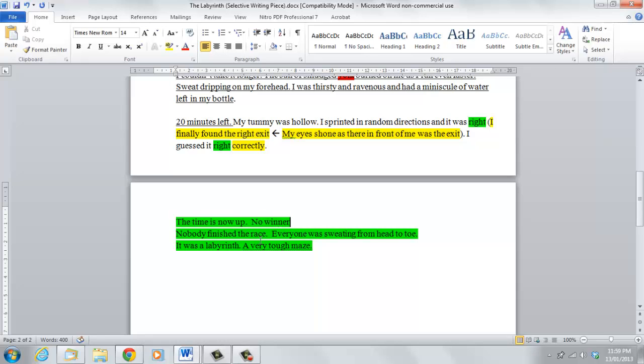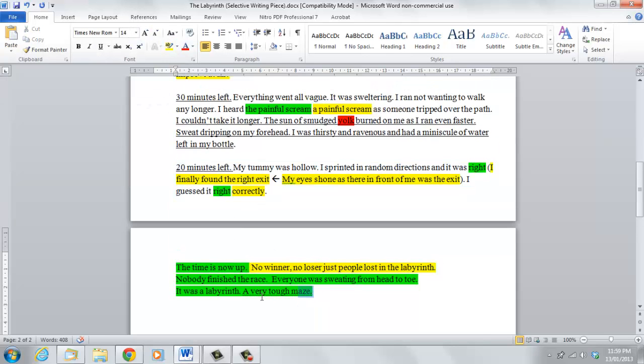No winners, no losers, just people lost in the labyrinth. Okay, that's how I would change the current wording, but you then have to look at the overall story and whether that is actually a proper ending. I would probably change it a bit because here you said that you finally found the exit, so there is one winner at least.